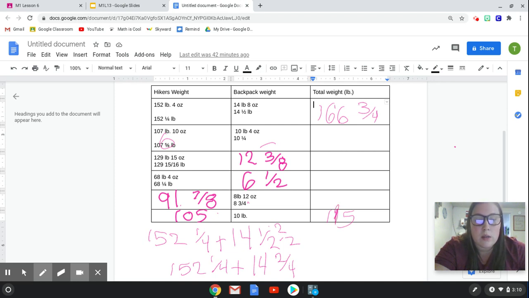So once you go ahead and find that ratio, you can use the equations to figure out the missing pieces and then add together to find the total.